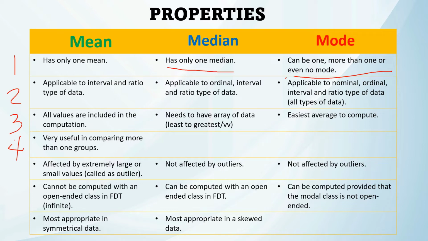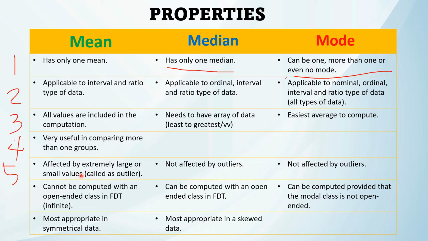Okay, next is fifth row. In the fifth row, the mean is affected by extremely large or small values, what we call outliers. So the mean is greatly affected by outliers. Not the same with the median, because it is not affected by outliers. And mode is also not affected by outliers. Only the mean is affected.